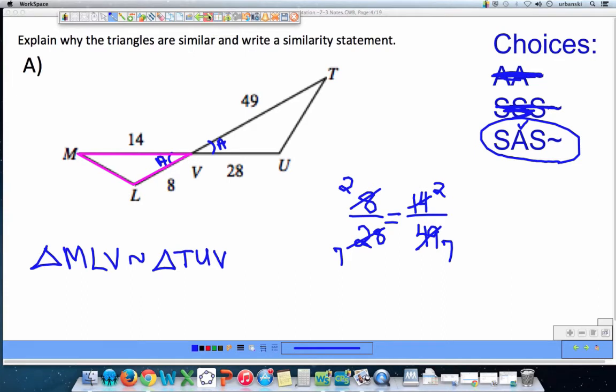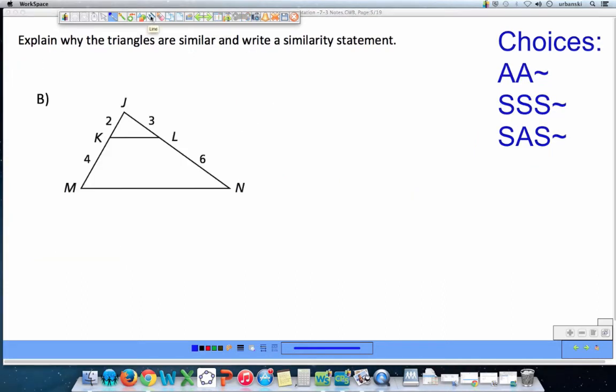Letter B. You need to be able to see that there's 2 separate triangles here. There's this triangle in pink, and then there's the overall triangle, which I will do in blue. There's a smaller triangle and there's a bigger triangle.